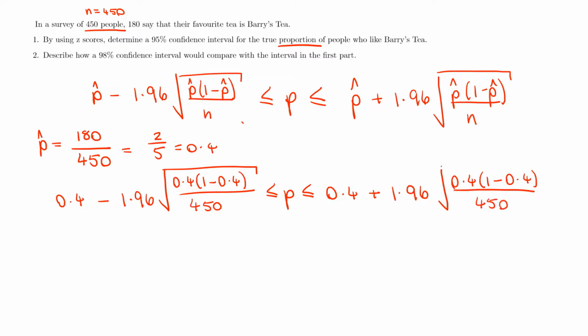So the trick, guys, with solving this now using our calculator is to do it step by step. So first do the numerator, 0.4 multiplied by 1 minus 0.4, then divide it in your calculator by the denominator, then square root it, then do the 1.96. If we do it step by step, we're much less likely to make a mistake.